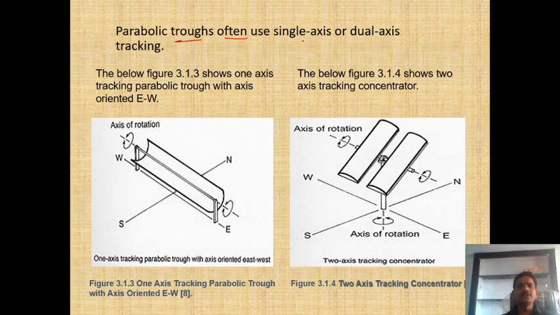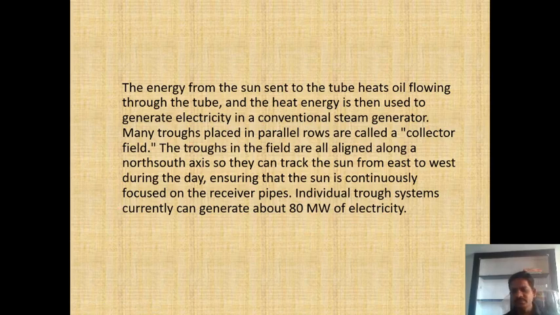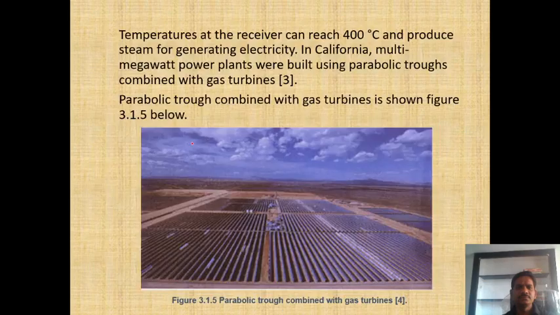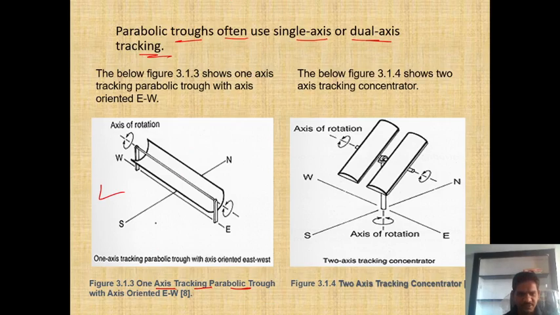So parabolic trough uses single axis or dual axis tracking. In this figure, consider the one axis tracking parabolic trough with the axis oriented east or west. Yes or no? Yes, here the axis orientation is only the east or west direction, the one axis tracking parabolic trough with the axis oriented east or west. Another is dual axis, which operates in both axis directions, east to west or north to south. This is the two axis tracking mechanism to concentrate the solar radiation in all directions.